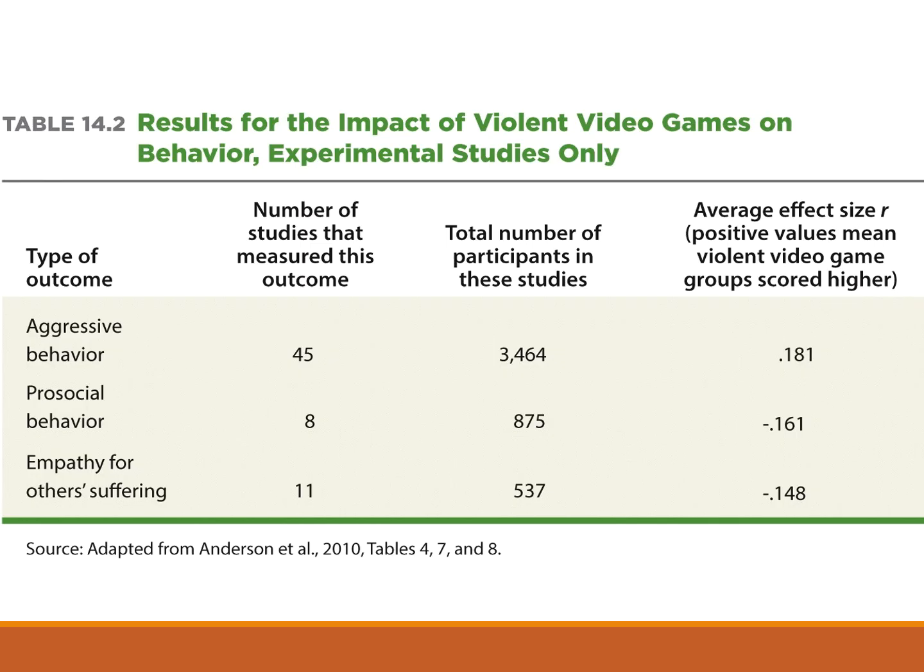So the average positive value means the violent video games group scored higher. So generally we find that we see an increase in aggressive behavior when exposed to violent video games, a decrease in pro-social behavior when exposed to violent video games, and a decrease in empathy for other sufferings when exposed to violent video games. So this starts to make an argument that it's not a single study looking at it in a single way, it's a general trend. Now this is just looking at experimental.